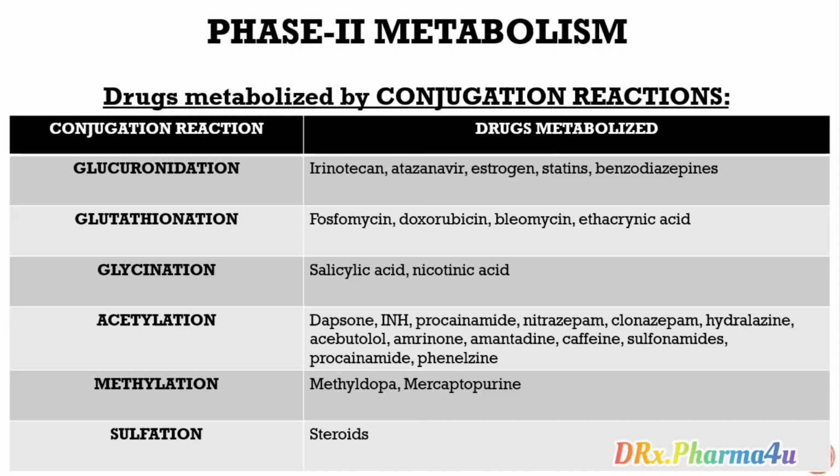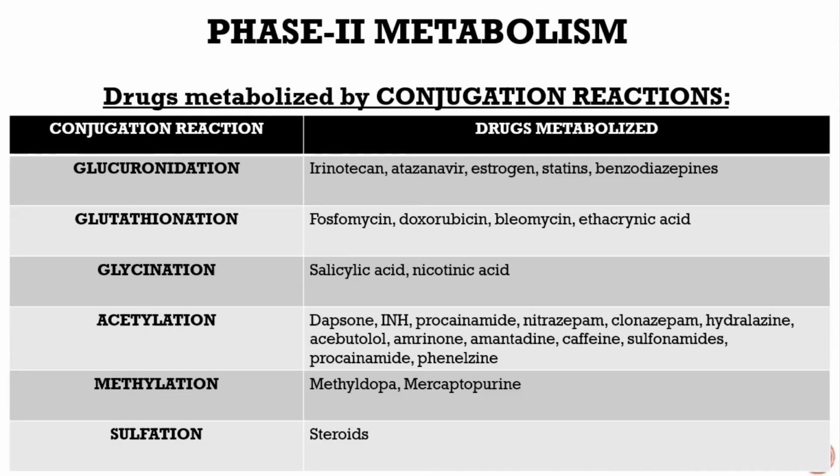Then we come to glycination. Examples are salicylic acid and nicotinic acid. Then we come to acetylation. This is very interesting because there are some theories which suggest that if a particular drug is metabolized by acetylation, it has a huge risk of causing systemic lupus erythematosus as a side effect. Systemic lupus erythematosus is a condition in which your body's immune system considers your own body as an enemy and sends antibodies towards it. But it has not been proved for all the medicines that are metabolized through acetylation.